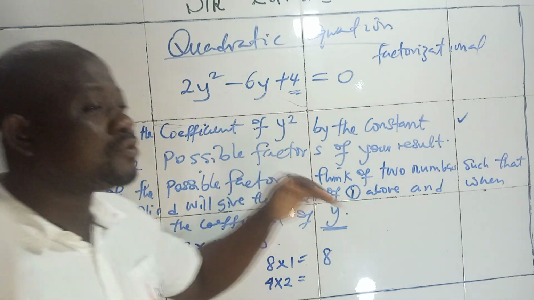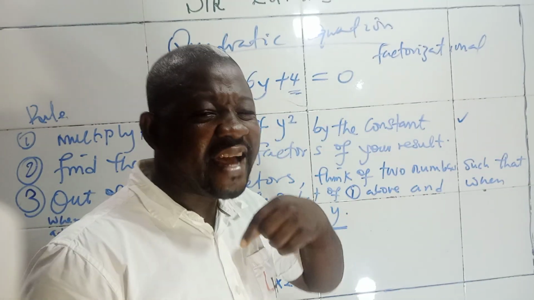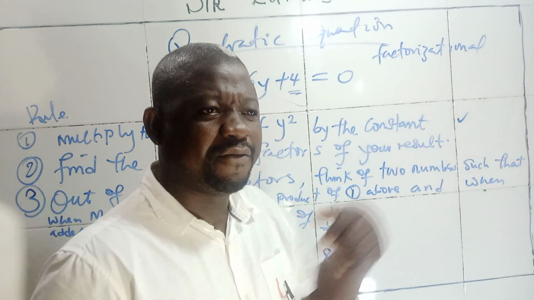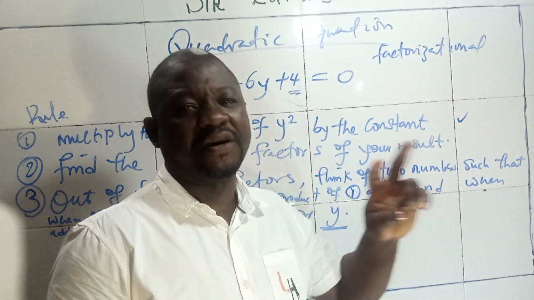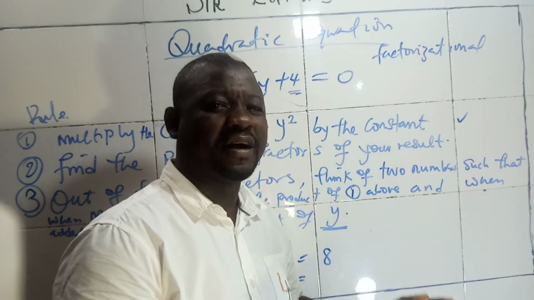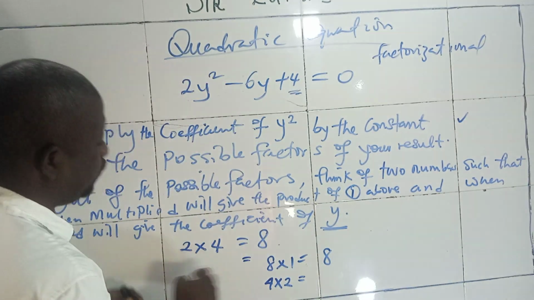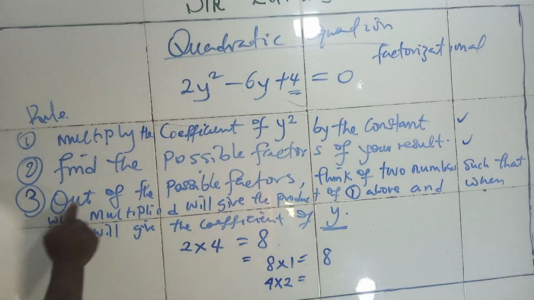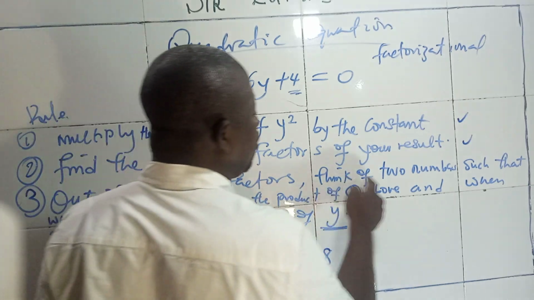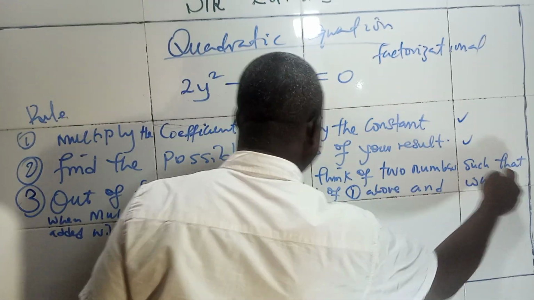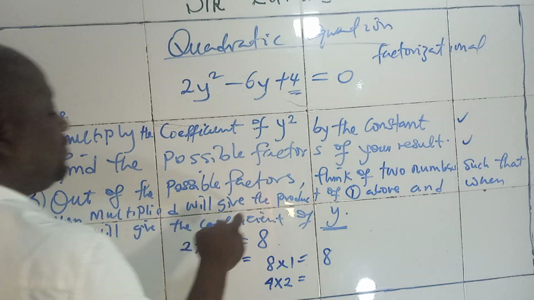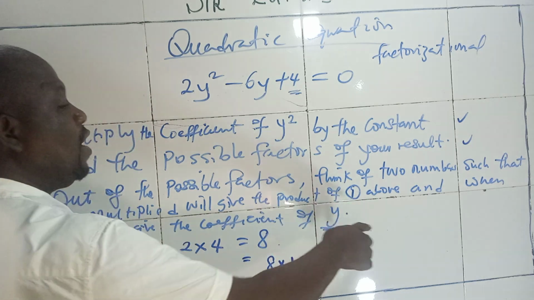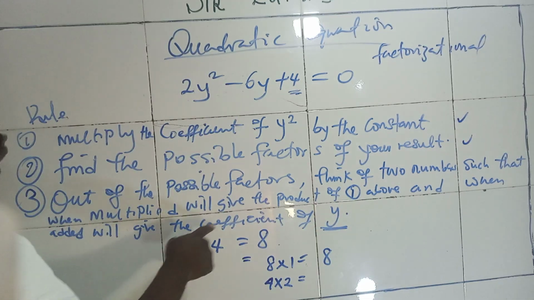That is how to get the factors of a number. Start with the number, divide the number by 2, divide it by 3, divide it by 4, divide it by 5. We always have two numbers as the factor. That is how to get the factor of a number. So now you have answered this one. The next one is, out of the possible factors, think of two numbers such that when multiplied, they give the product of step one, which is 8, and when added, give you the coefficient of y.